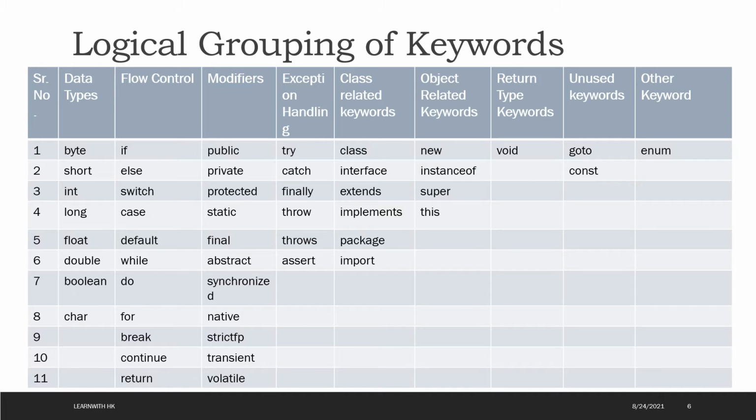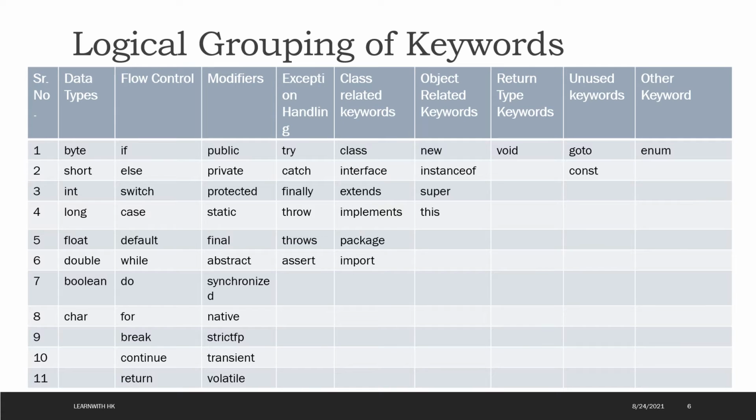This slide is important, guys. I have created this slide to give you an overview of how those 53 keywords are scattered in Java. I have grouped them logically so that it will be easy to understand. The first type is data types. We have 8 reserved keywords for data types: byte, short, int, long, float, double, boolean, and char.